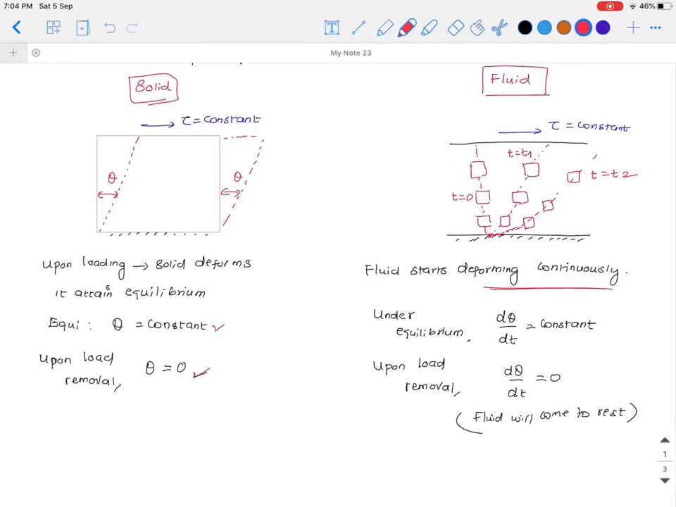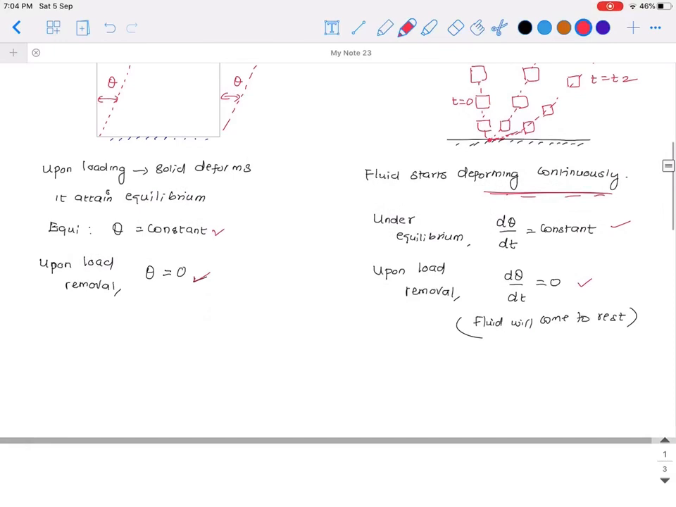Okay, but when you take a fluid and subject it to constant shear force, it starts continuously deforming. Okay, so under equilibrium, the rate at which the deformation happens becomes a constant. So in this case, what we have here mentioned is the shear rate, which we will talk about by the end of the class. And upon load removal, the fluid will not come back to its original position, but it will stop deforming, or the fluid will come to rest, which means that the rate of deformation is zero.